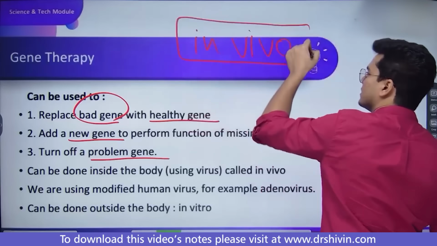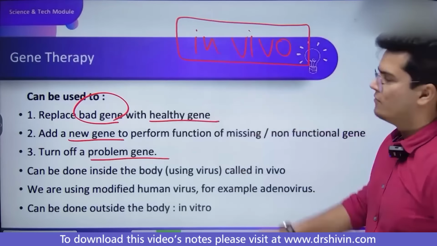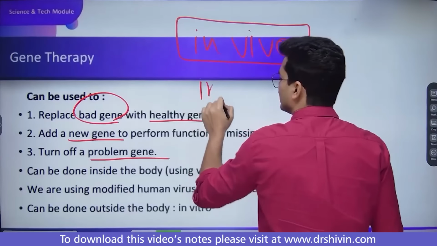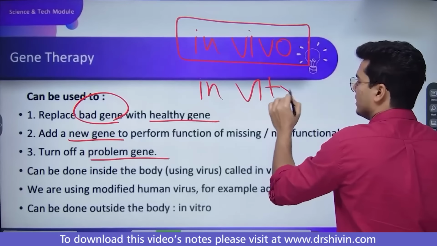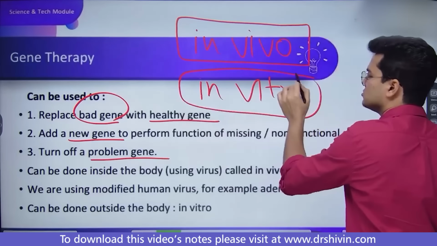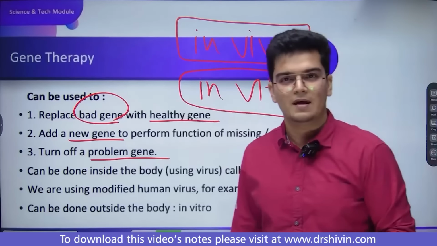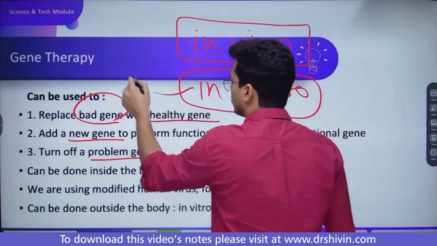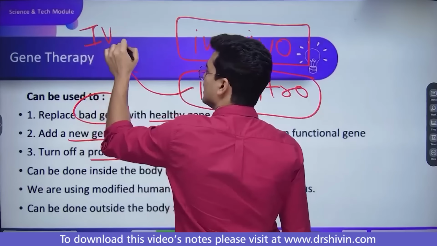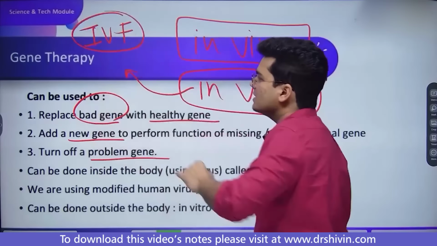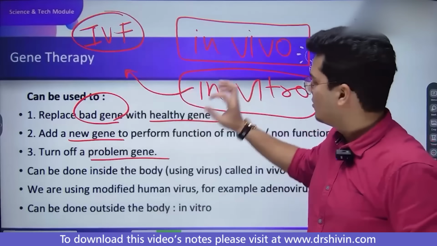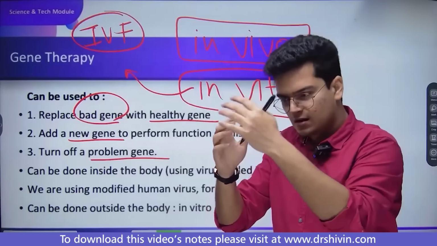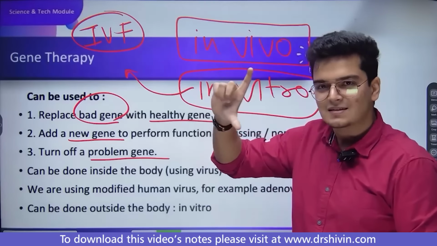Inside the body, when something is done, it is called in vivo. When it is done outside, it is called in vitro. That is why you must have heard the term test tube baby. Test tube baby is used for the technology called in vitro fertilization. In the case of in vitro fertilization, fertilization between the sperm and the ovum is taking place inside a test tube.